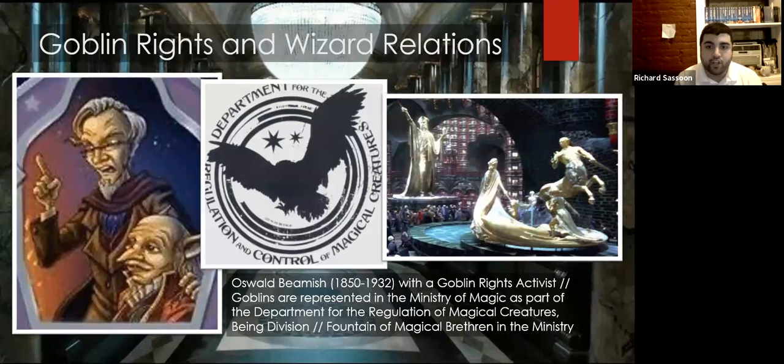A symbol of this repression was the Fountain of Magical Brethren, which existed in the Ministry of Magic, which shows all the magical creatures, wizards, goblins, centaurs, house elves, and hags living together in harmony. However, in most cases, they were denied fundamental rights that wizards had, the most important of which was the right to hold a wand. Goblins can perform magic without a wand, but wand magic is more precise and accurate in many disciplines than goblin magic is.